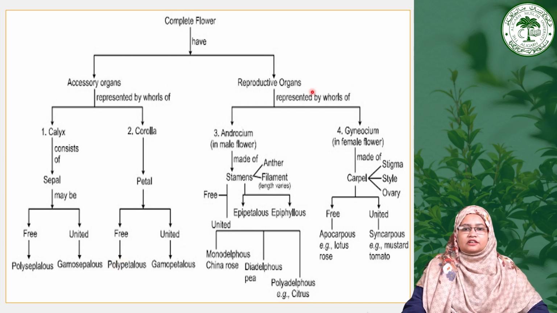And the reproductive organs are represented by whorls. The male reproductive organ is called androecium, and the female reproductive organ is called gynoecium. The male reproductive organ has two parts, anther and filament, which make up the stamen. They may be free or united, as in monoadelphous, diadelphous or polyadelphous. Gynoecium may also be free or united, and it has three parts: ovary, style and stigma. So we are going to discuss all these organs of the flower one by one.